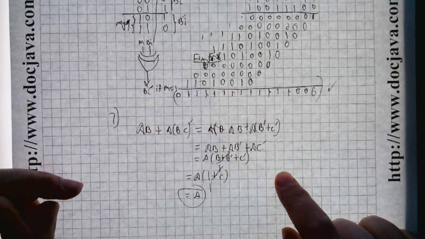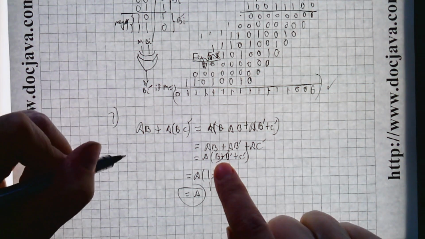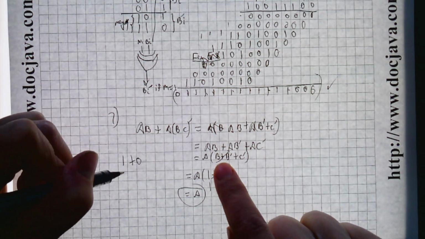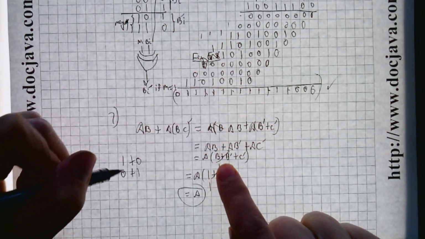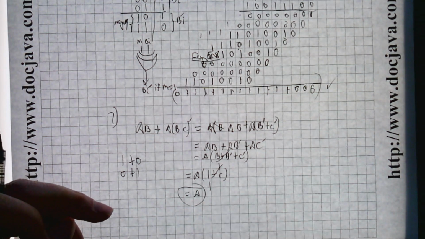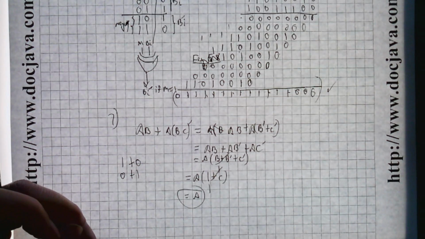Does everybody kind of see what I did there? B or B prime, if B is equal to 1 and B prime is equal to 0, it's 1 or 0. Similarly, it could be 0 or 1, but either way, B or B prime is always 1. And 1 or anything is going to be 1. So that's how you do that.